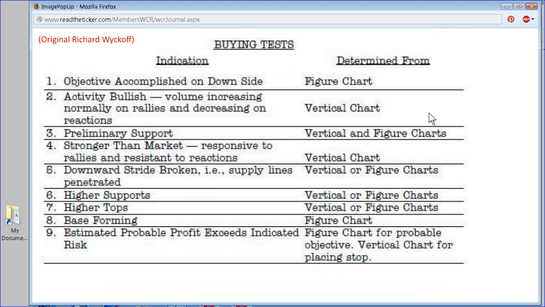And we also want to see point and figure chart analysis that the accumulation pattern has been long enough or wide enough to support a decent markup process that follows. That's the high level summary of these rules. You can read those in your own time. But here's a graphic view of it.